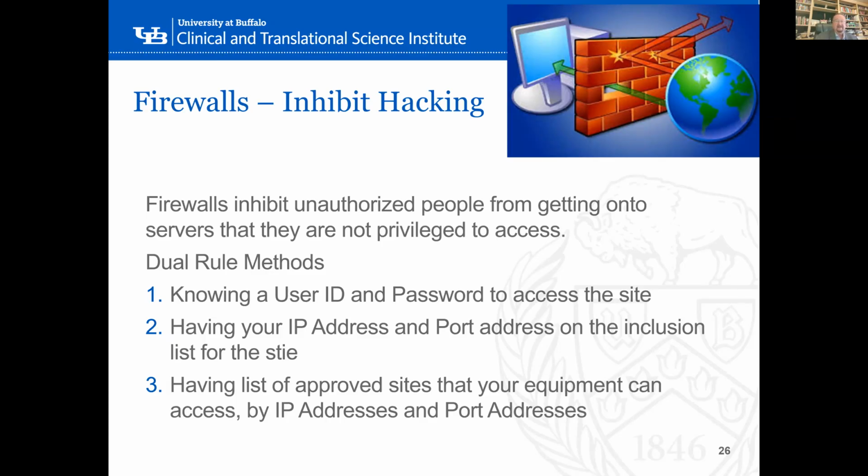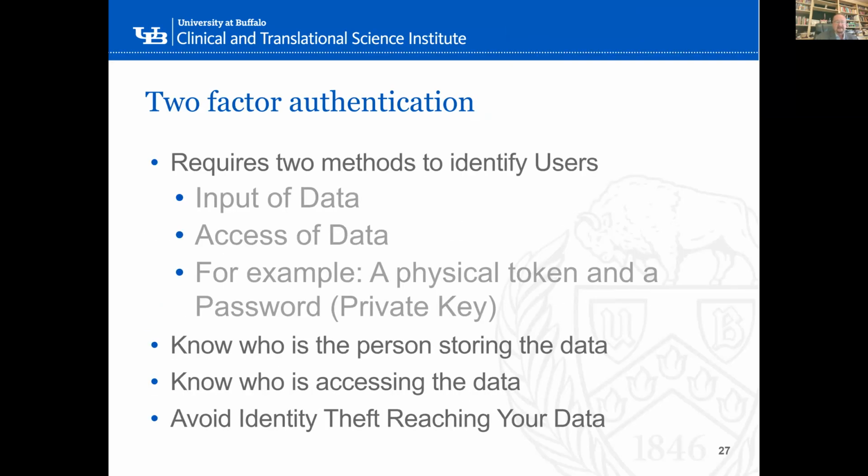My understanding is UB gets a hacking attempt from somewhere in China every second. So we try not to do that. So we use two-factor authentication. Most of you who are with UB know this already. It requires two methods, so input of data and access to data. For example, it could be a physical token, or a password, or an application on your phone, and your device is well known to the application that's using it.